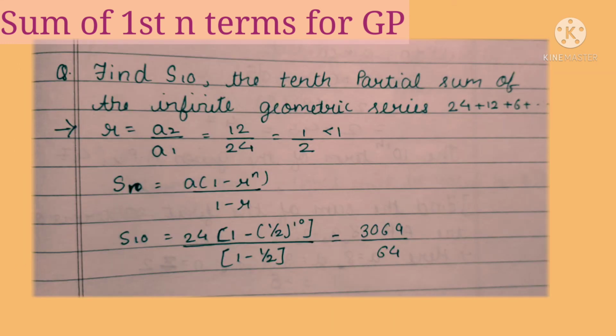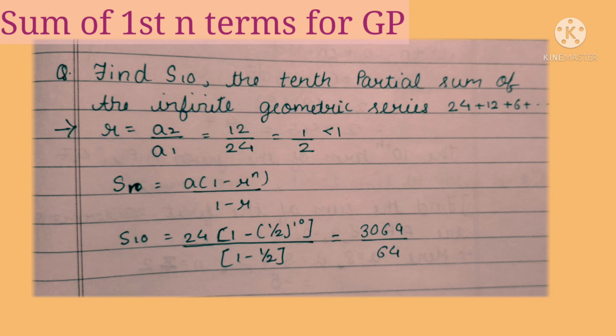We need to find the S10 value, the 10th partial sum of the infinite geometric series 24 plus 12 plus 6. Here also it is an infinite geometric series, yes, but they have given a finite number, that is the S10 value. In the previous example they did not give any certain value like S5 or S3. Since they have given a finite number, we need to use the formula from the finite series. First we check the common ratio, the r value, and according to that we choose the formula. So r is equal to a2 by a1, 12 by 24, and we got the answer as 1 by 2. So 1 by 2 is less than 1.